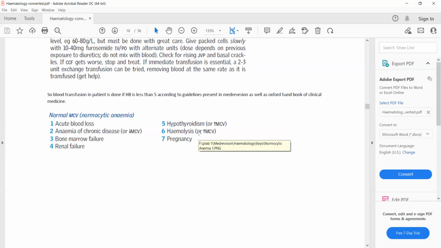So we discussed in macrocytic anemia that hemolysis can cause macrocytosis as well. Macrocytosis is caused in hemolysis if there is an increased reticulocyte count, because if the reticulocyte count is more than 20% of normal, and reticulocytes are large RBCs, then hemolysis can cause normocytic anemia or macrocytic anemia. Bone marrow failure, pregnancy, renal failure, all of them can cause normocytic anemias.